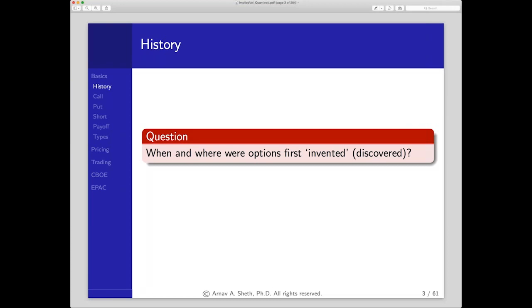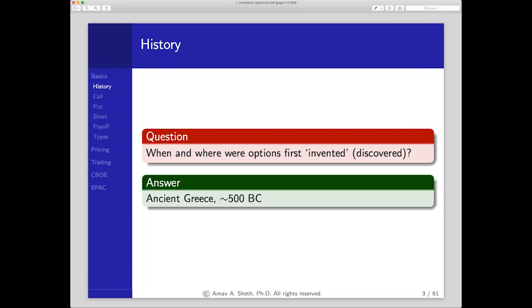So it turns out that they're much older than you think. The first recorded options contract was back in about 500 BC or so. It was started by this mathematician philosopher whose name was Thales, and he was very poor, but he was also apparently very smart, because what he did was he put all of his savings into reserving the olive presses.